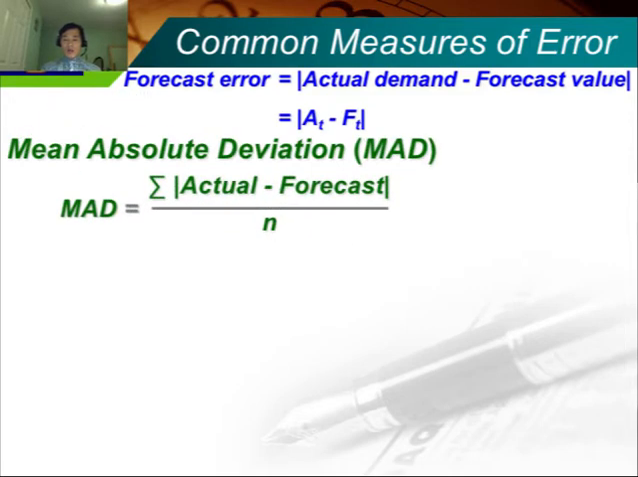There are three measures of forecasting errors that deal with this. They are mean absolute deviation, mean square error, MSE, and mean absolute percent error. First, let's talk about mean absolute deviation, MAD. MAD sums the absolute difference between actual demand and forecast and divides it by the number of periods. It's a quite straightforward method used in forecasting.